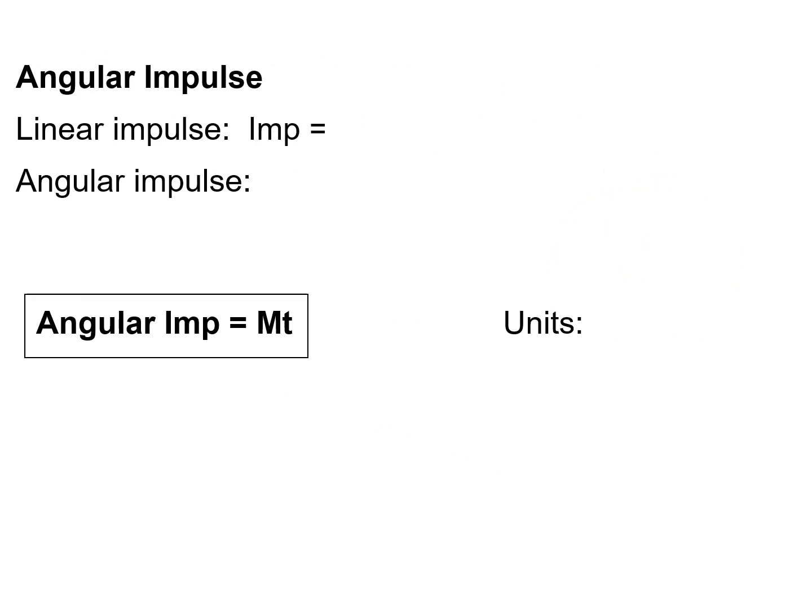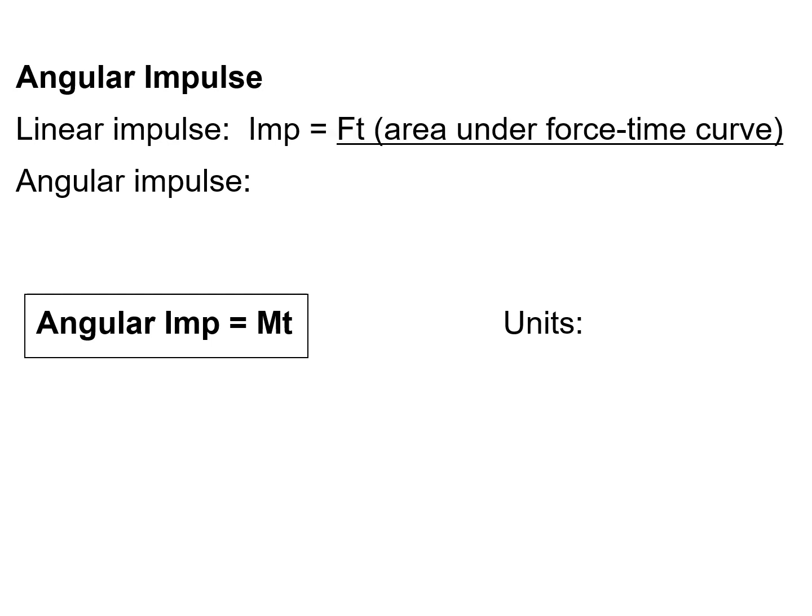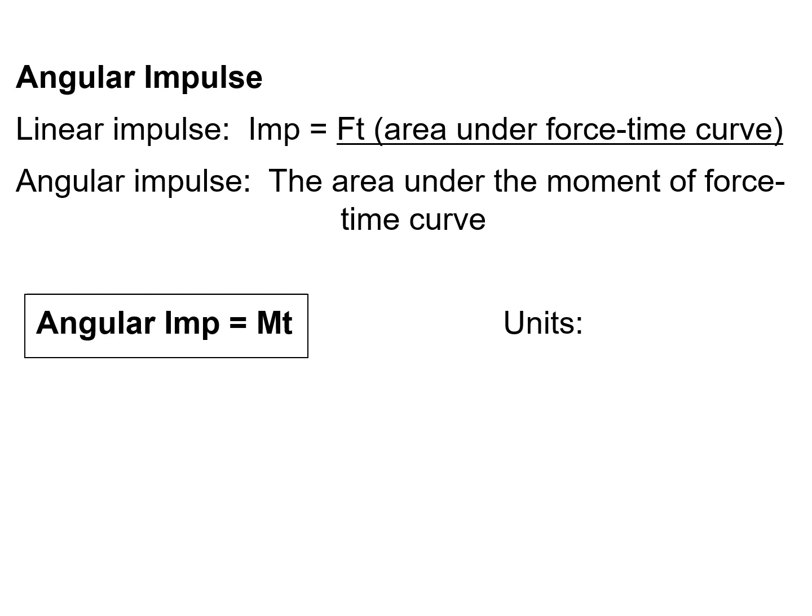Let's finish up and we'll talk about angular impulse. With linear impulse, impulse is equal to the area under the force-time curve, basically force over time. But with angular impulse, we're looking at the area under the moment of force-time curve. So these are very similar, okay? But once again, we're just looking at different units. So angular impulse is moment of force multiplied by time, okay? And our units are Newton meter seconds, okay? Not Newton meters per second, Newton meter seconds. This is multiplication.